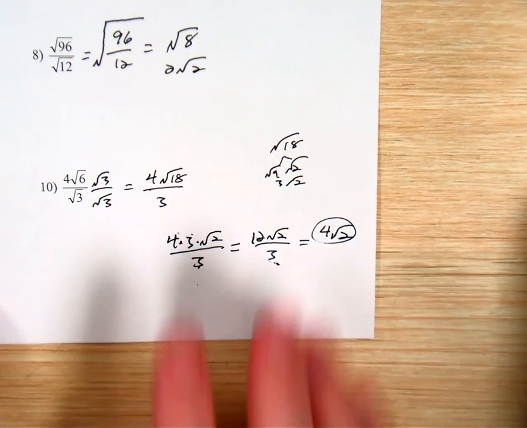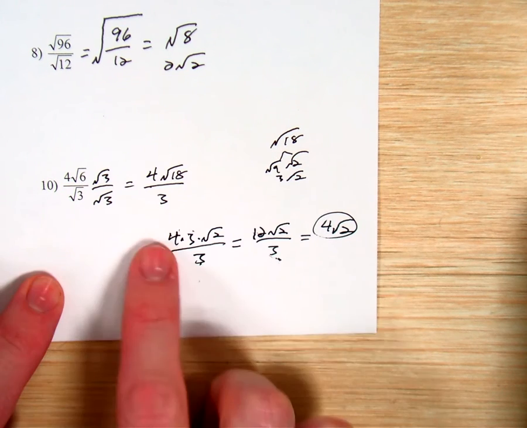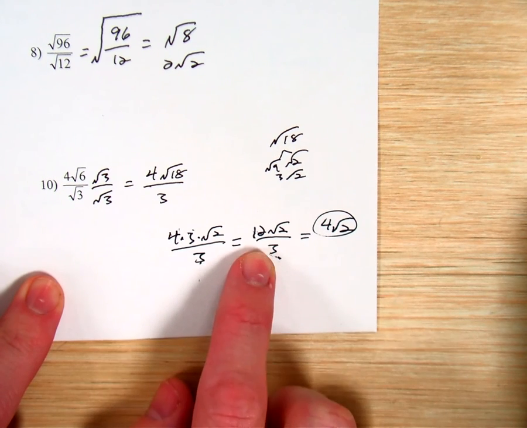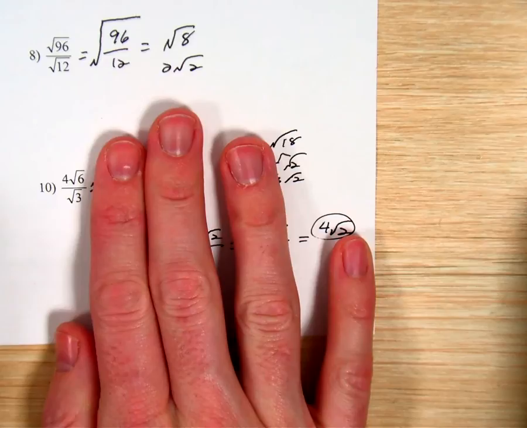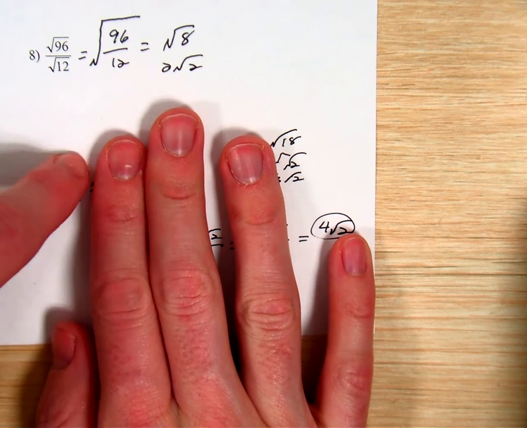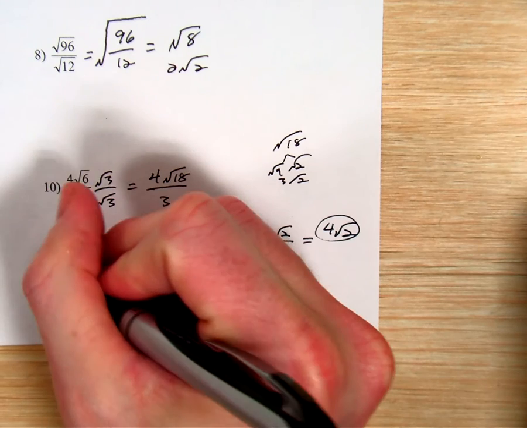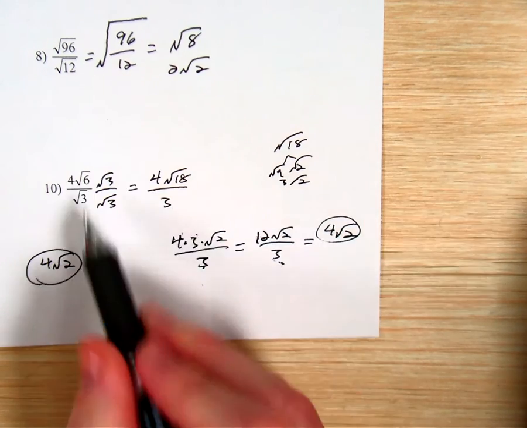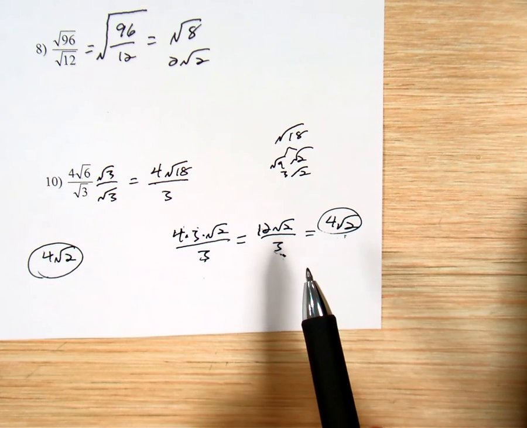Okay, now come back here to the original problem. Is there an easier way to do it? If we can divide regular numbers by regular numbers over here, 12 over 3, shouldn't we be able to divide square root numbers with square root numbers? And what's 6 over 3? 2. So we would have 4 with the square root of 2 really quick from right there. Okay, same answer both ways.